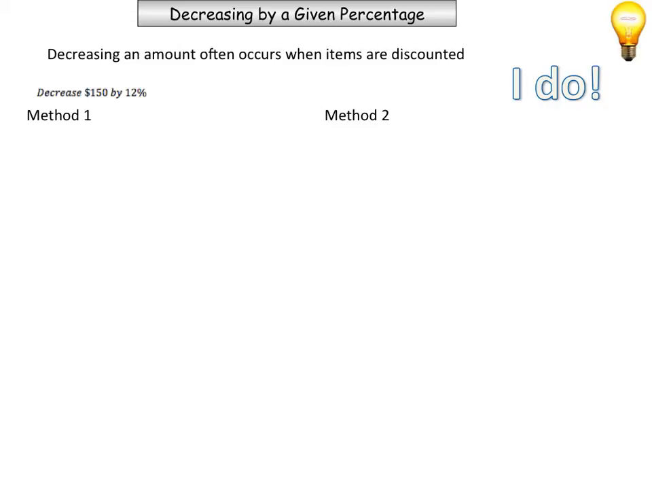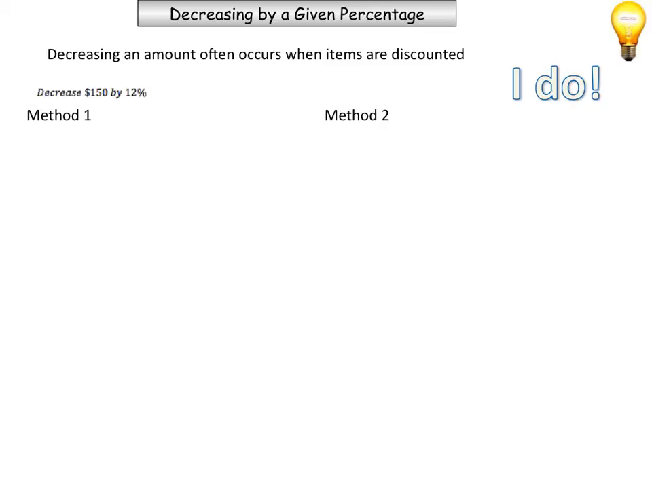Okay, decreasing an amount often occurs when items are discounted. So when you go to a shop and you see that there's a sale, this is often when it occurs. So it's kind of exactly the opposite to what we've just been doing. Okay, so remembering that here we've got decrease $150 by 12%. So remember that $150 is 100%. If we're decreasing it by 12%, that means that we're actually going to be subtracting the 12%.